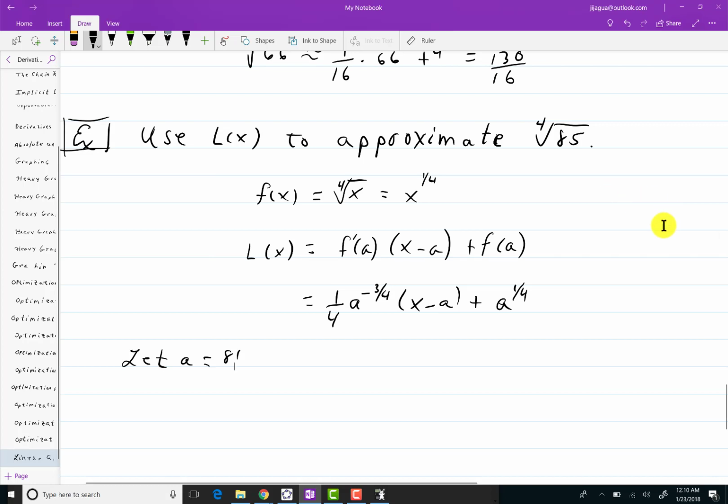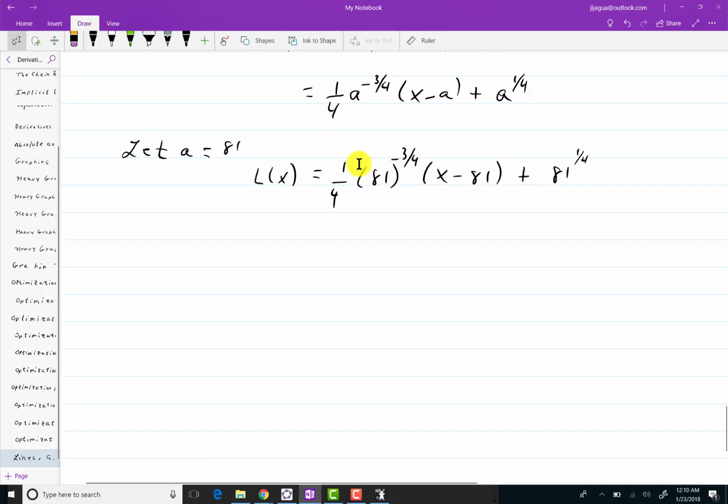So then my L of x equals 1/4 times 81 to the negative 3/4 times x minus 81 plus 81 to the 1/4. I chose it because it's close and it has a convenient fourth root. Students, you got to be careful with this. If I take 81 to the 1/4 power, that's 3. But if I take 3 to the negative 3, that's 1 over 27.